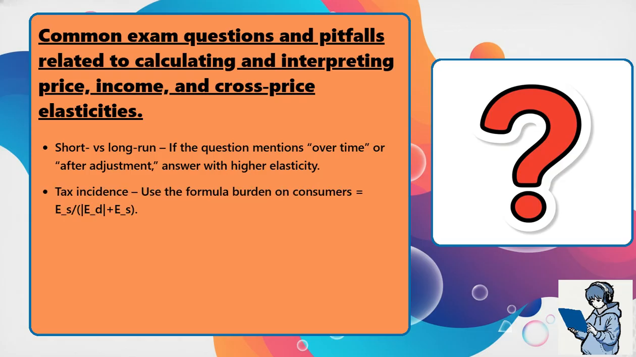Tax incidence. Use the formula. Burden on consumers equals supply elasticity divided by the sum of the absolute value of demand elasticity and supply elasticity. Forgetting the absolute value on demand elasticity flips the result.